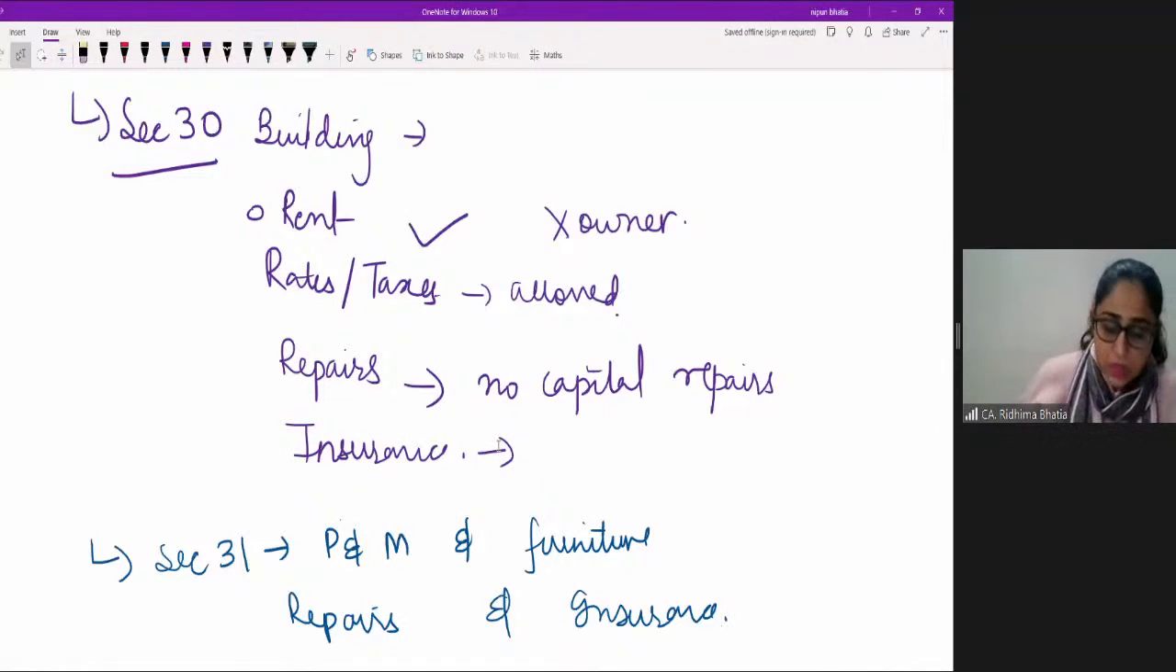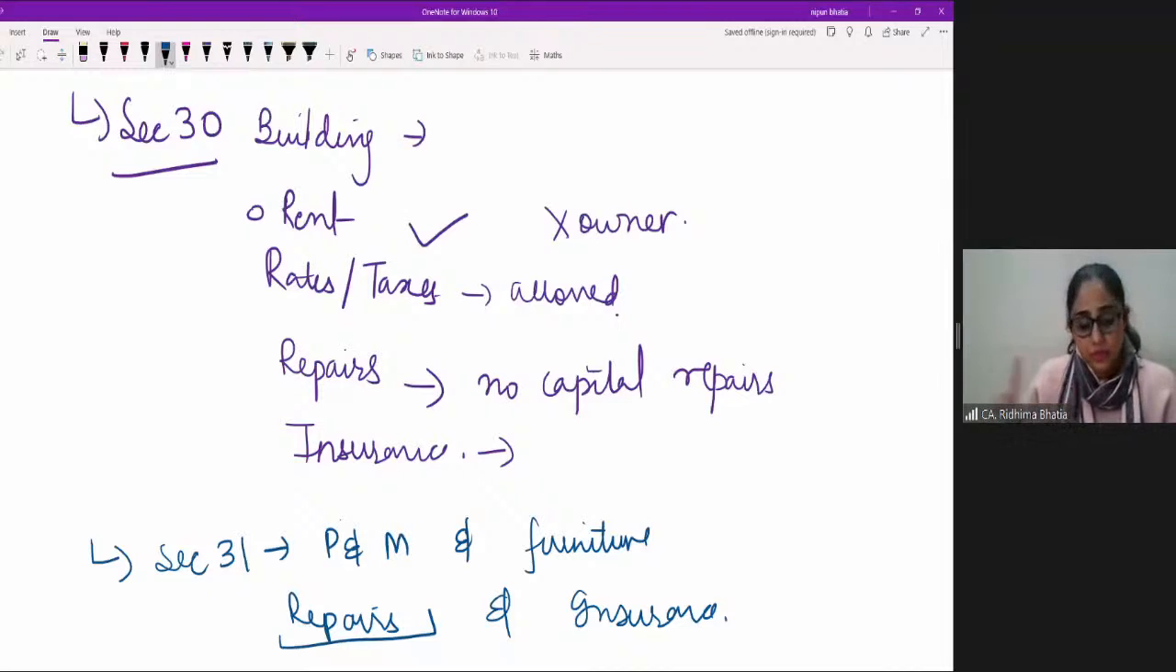Okay. Now for the repairs and insurance. Repairs of plant and machinery again allowed under section 31. No capital repairs allowed. Insurances again are allowed. Repairs, only current repairs. Arrears of repairs would go in my section 37.